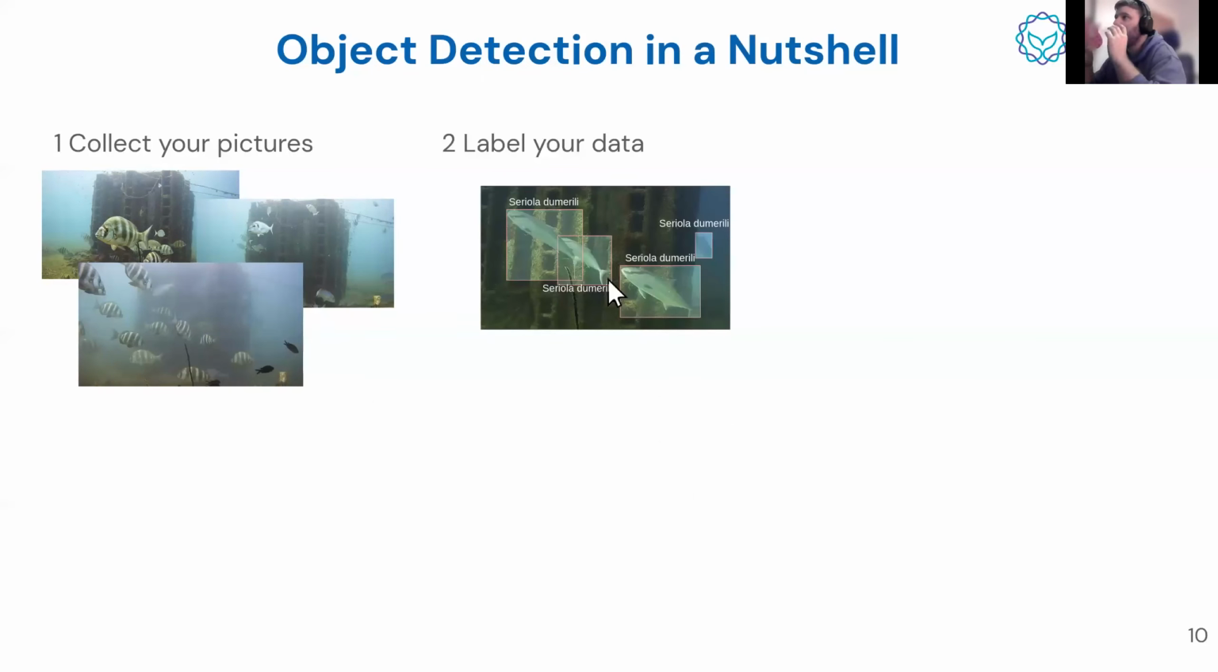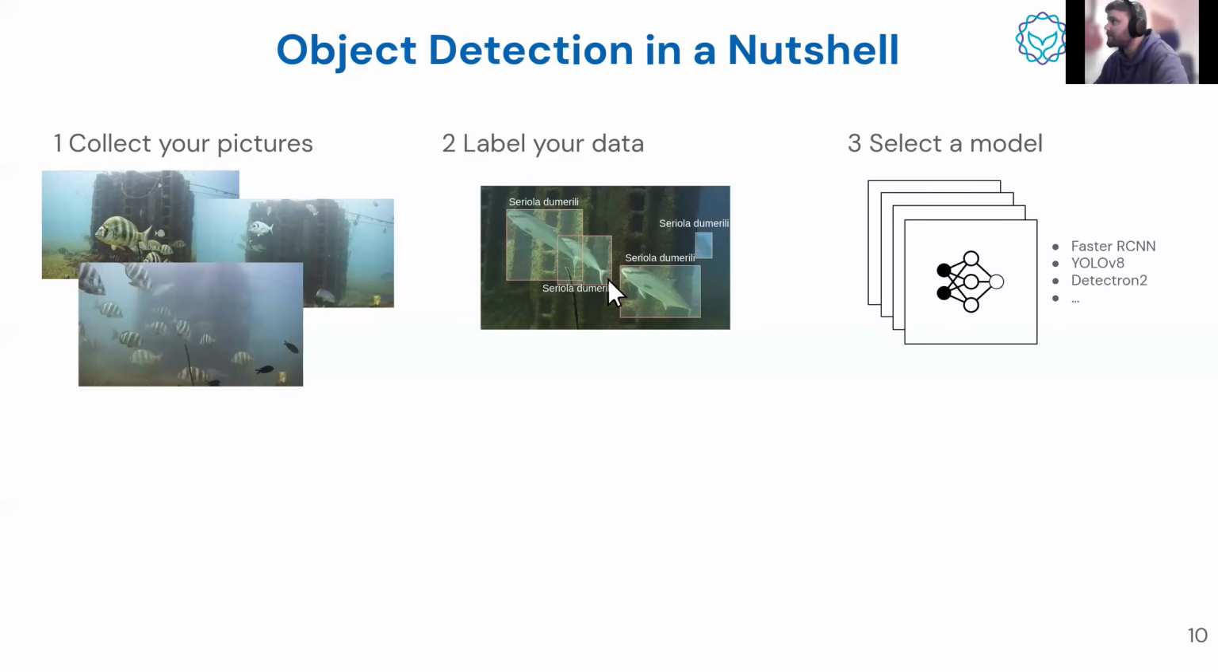Then we labeled our data. So we took some of our images and manually labeled them. So this is a squid, this is a sardine, whatever. So we labeled all our data. And then this is a tricky part, but you need to select a model. There are a lot of models out there, and it's a very mature community. There are tons of different models, and to be honest, there are too many of them.